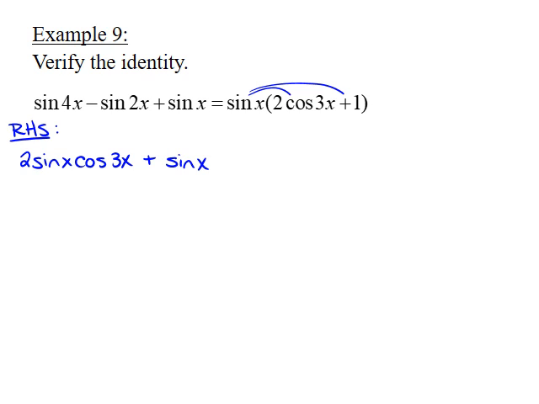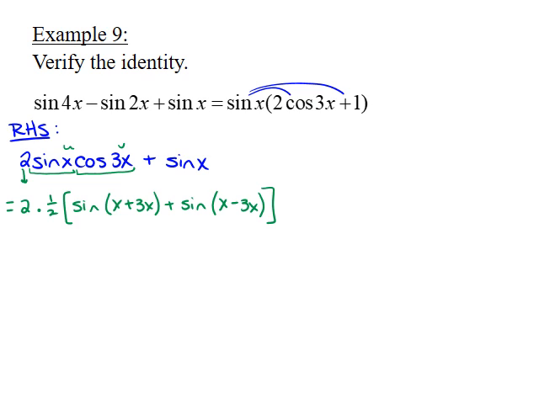Okay, so here I have this product. And I'm going to let u be x and v be 3x. I'm going to remember this 2 times the formula now, which is a half, sine of u plus v, so in our case x plus 3x, plus sine of u minus v, so in our case x minus 3x, and then I have to tack on this plus sine of x over here.